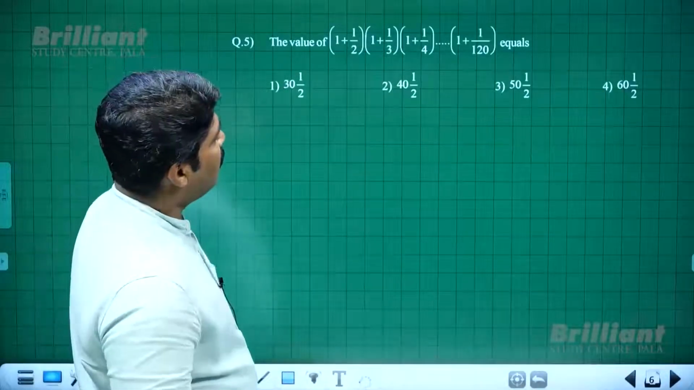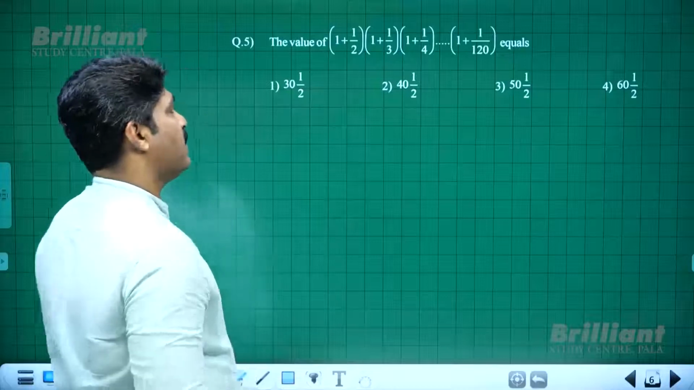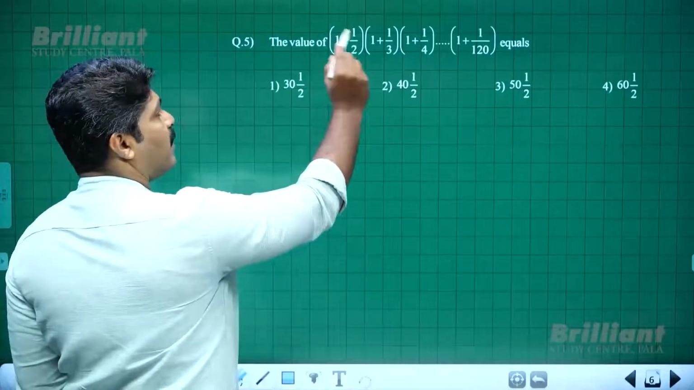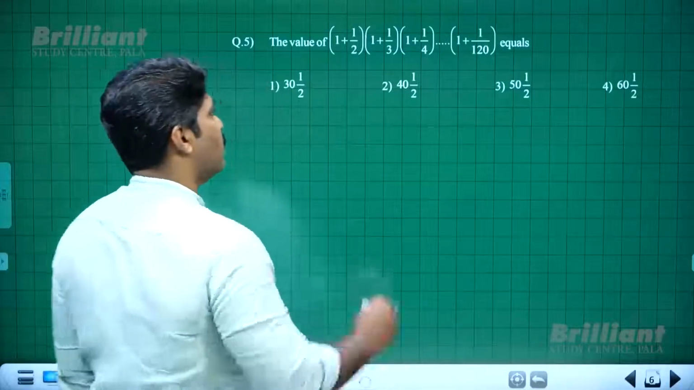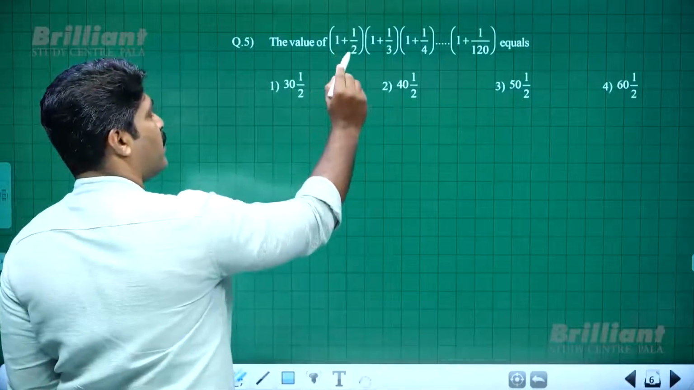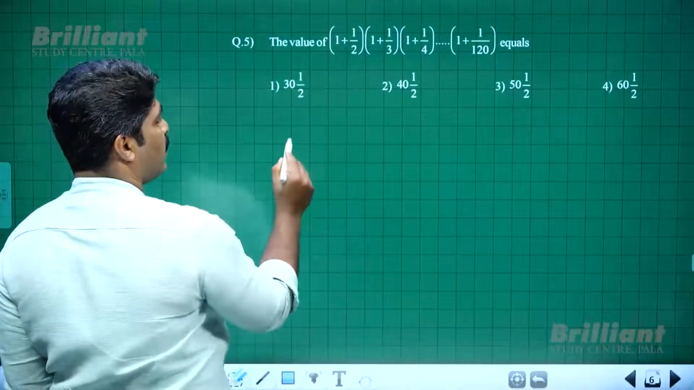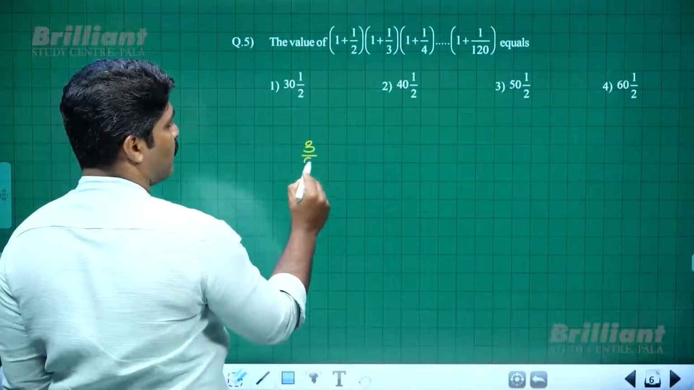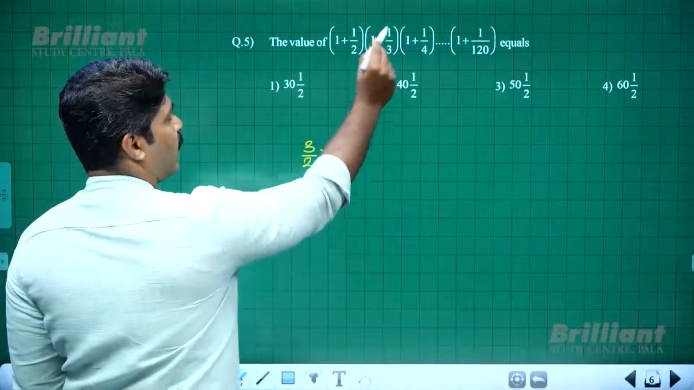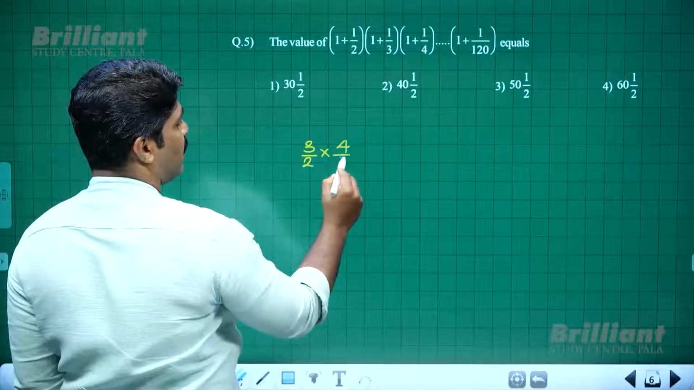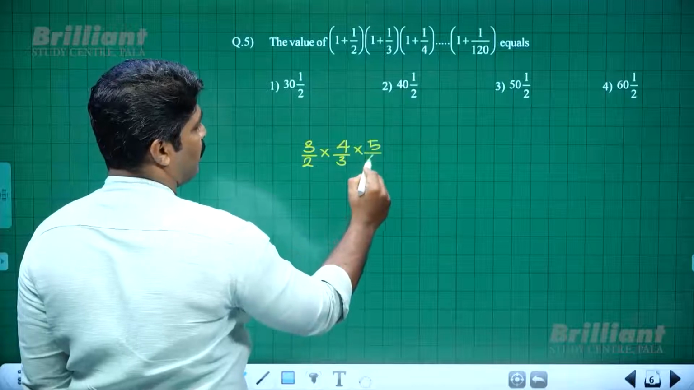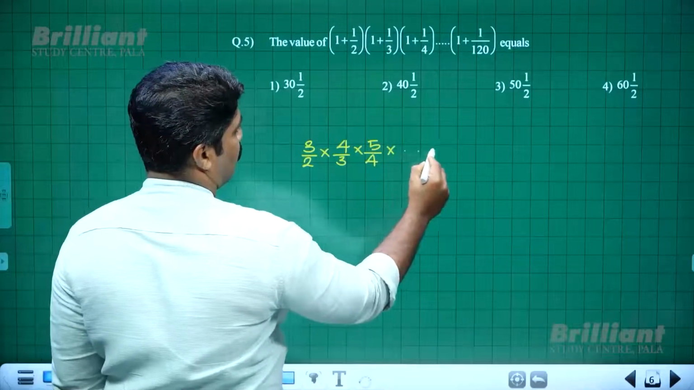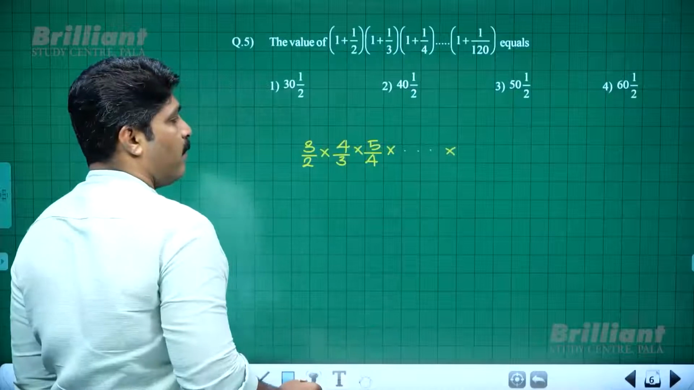The value of 1 plus 1 by 2, 1 plus 1 by 3, etc. If we convert these mixed fractions into improper fractions, 1 plus 1 by 2, how can we write it? 2 into 1, 2 plus 1. So the first value we can write as 3 by 2. Similarly, the second value we can write as 4 by 3. And the third value we can write as 5 by 4. And so on.